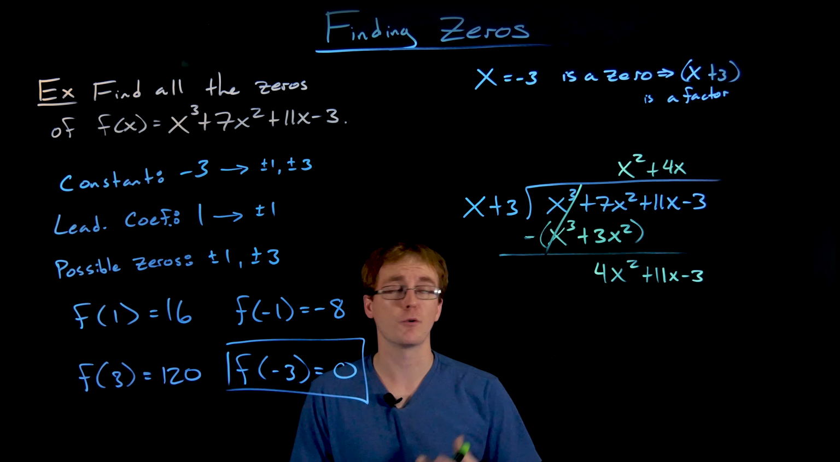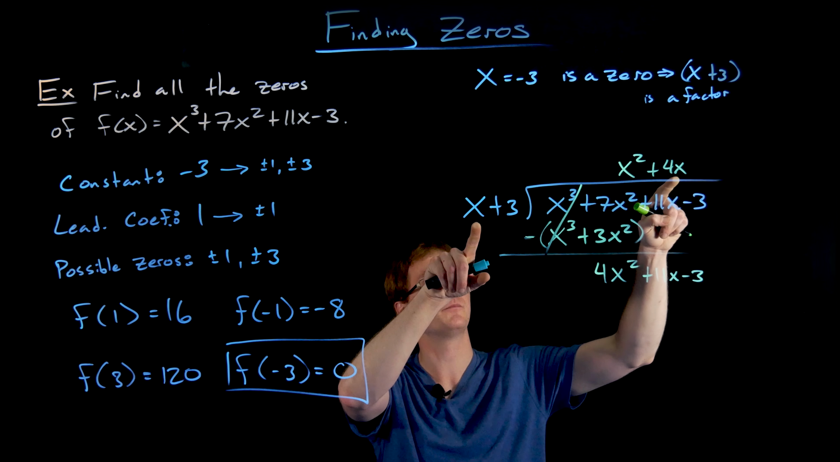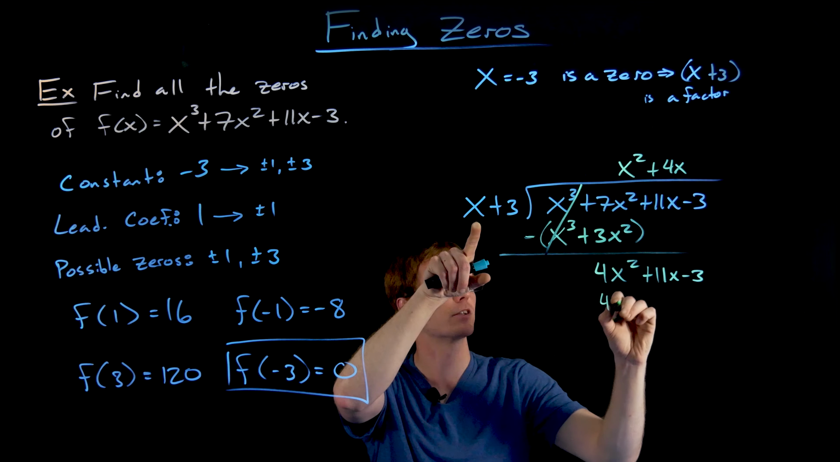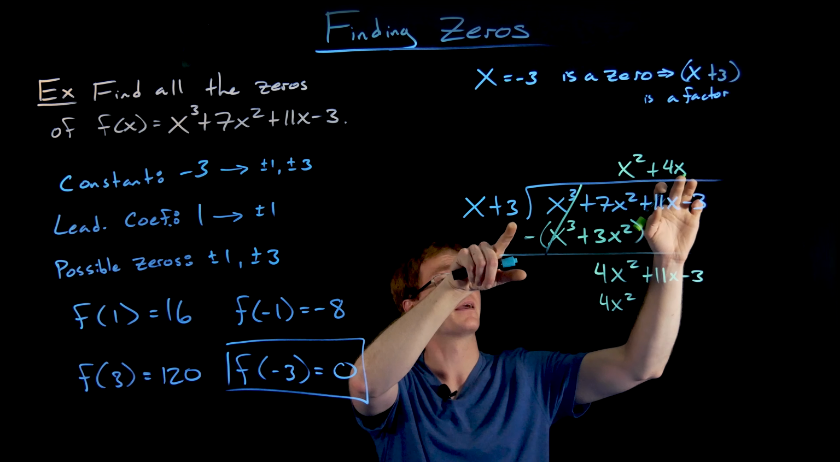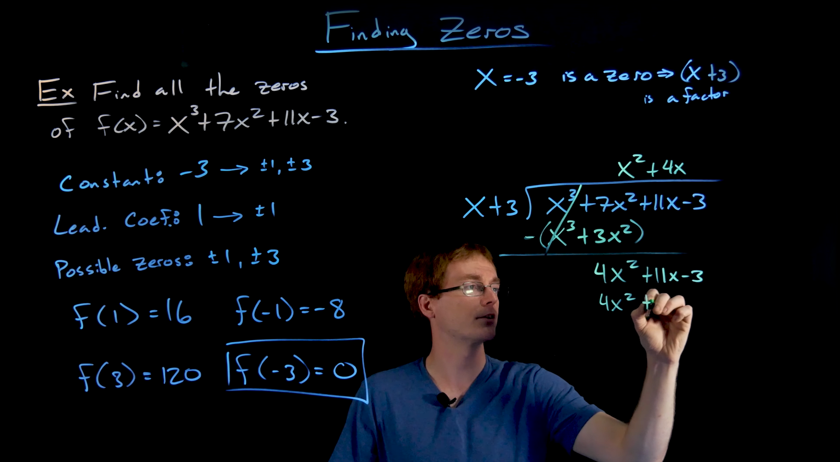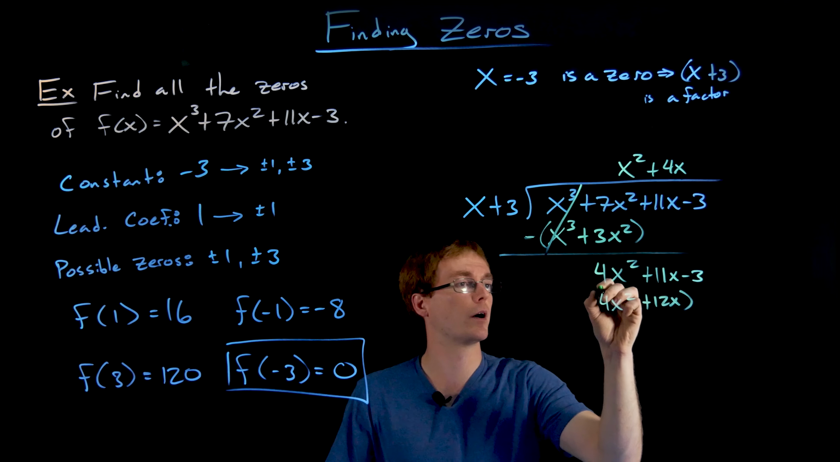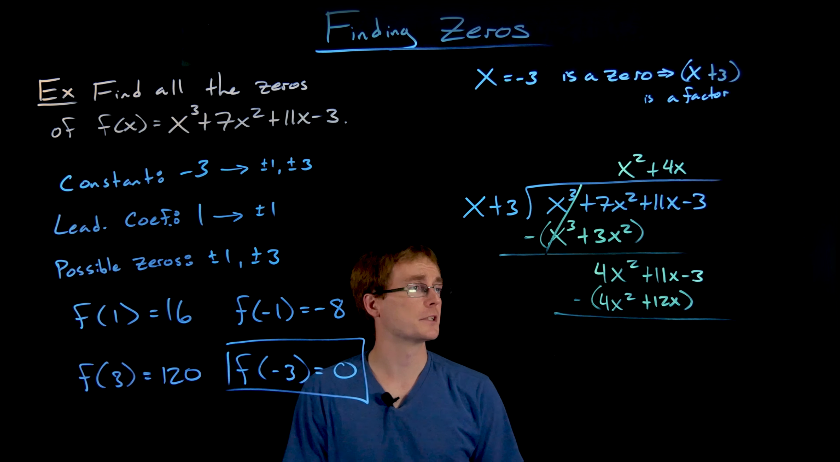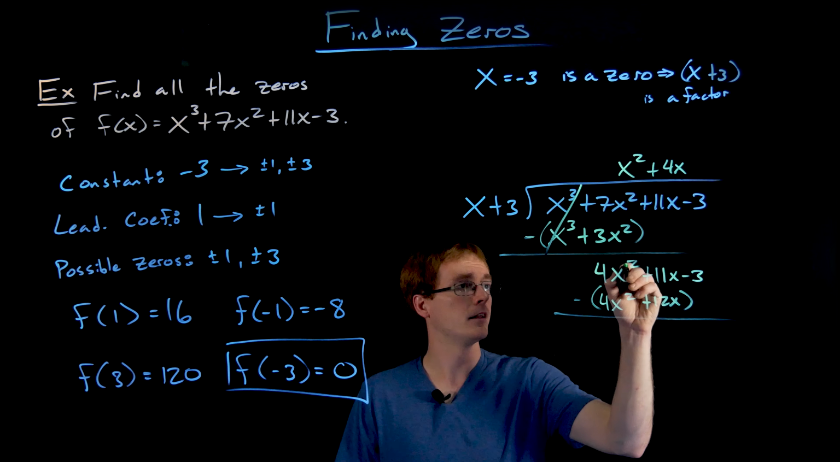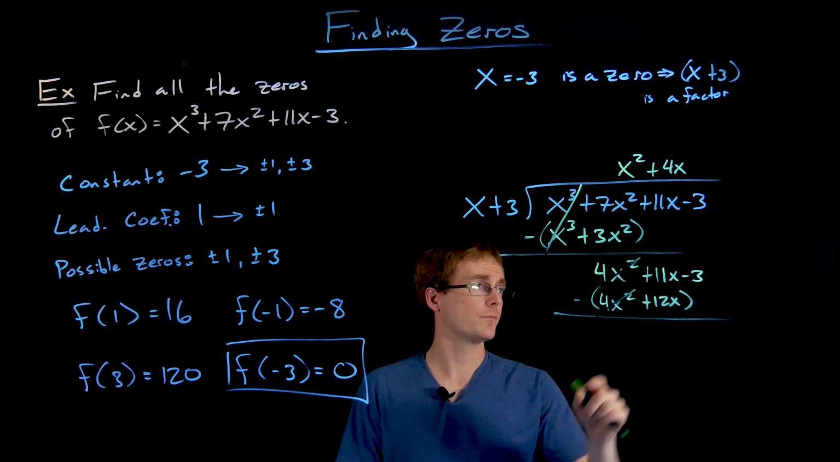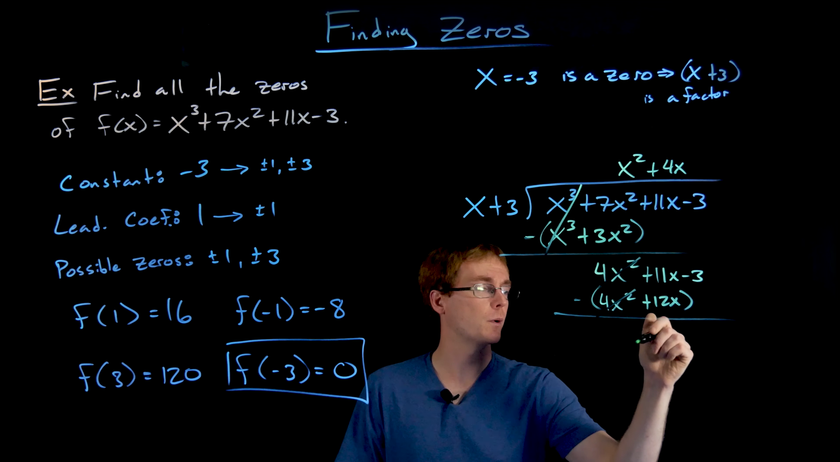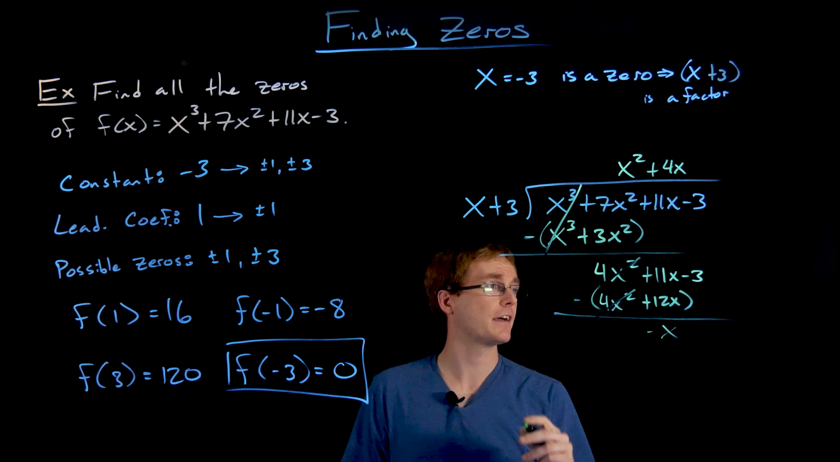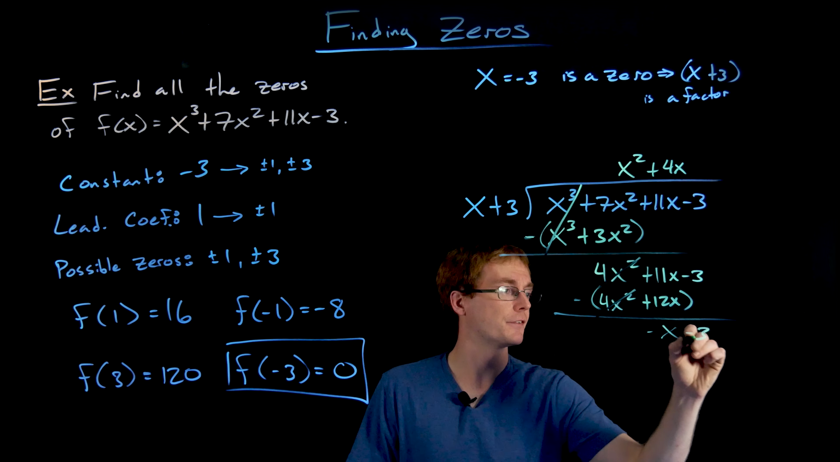So next step, just like before, we perform that multiplication. x times 4x gives us the 4x squared, but then we have to also do 3 times 4x, which gives us a 12x. So we subtract this new product away from our dividend to create our new dividend. The 4x squareds cancel out. We have 11x minus 12x, which gives us negative x. Bring down the negative 3.